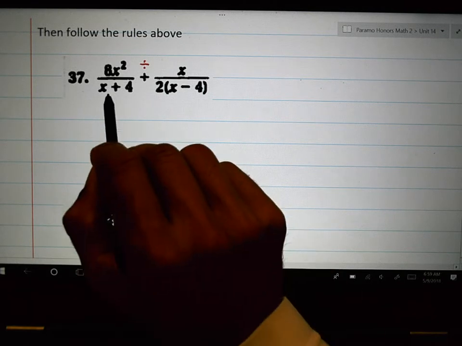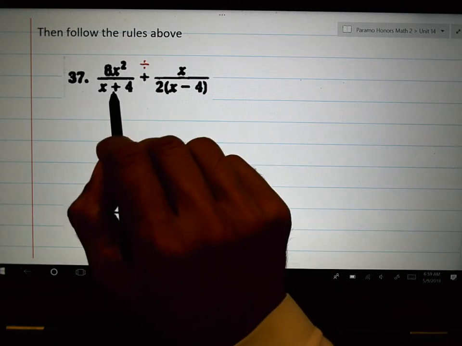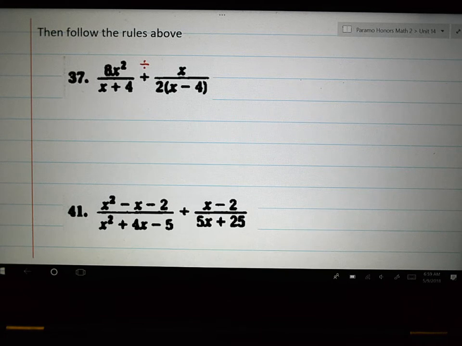This was a divided by sign. That's a plus sign. Yeah, sweet. Man, that looks like a divided by sign too.